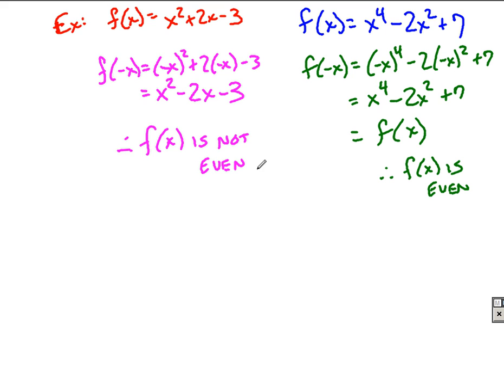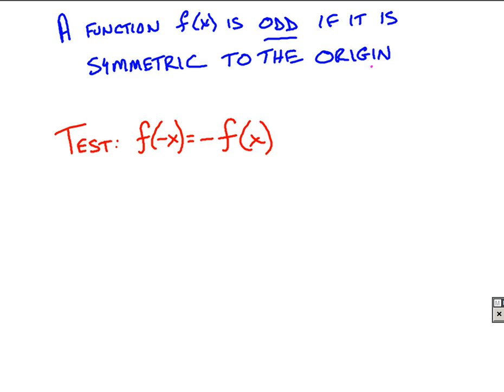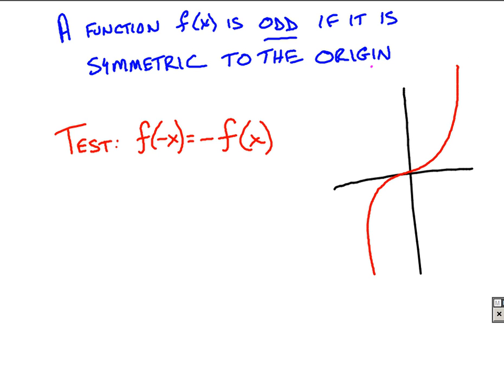Now, we said this is not even. We don't call it odd because odd has a completely different meaning. For an odd function, we want it to be symmetric to the origin. And what that would look like, if I have a graph here, here's an example of one that would be symmetric to the origin. What that means is I have to flip it over both the x and y-axis.